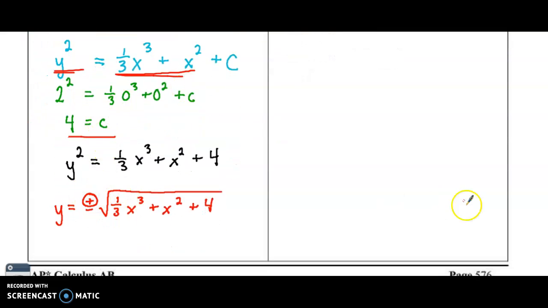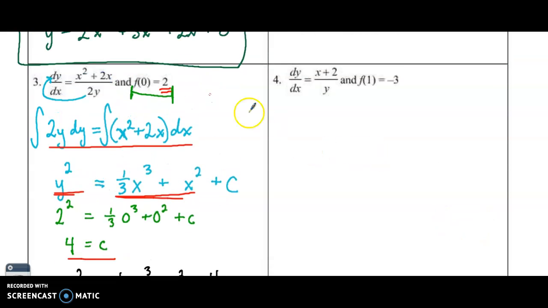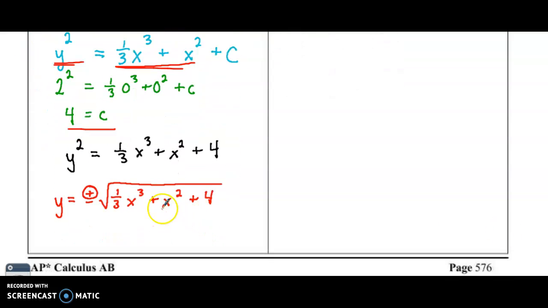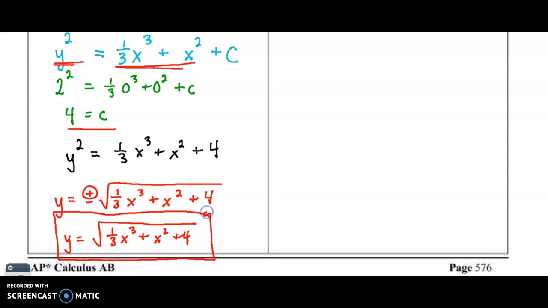Because what if the initial condition had a negative here? Well, what would have happened if I squared a -2? I still would have gotten a positive 4 for that c value. So that's the reason why we ignore the negative, and your correct answer is just the square root of 1/3 x cubed plus x squared plus 4, and that's what we want. All right.